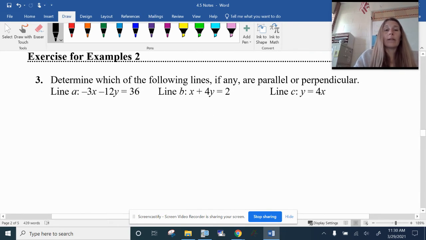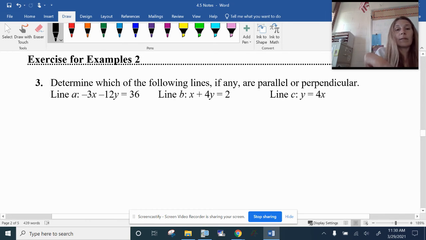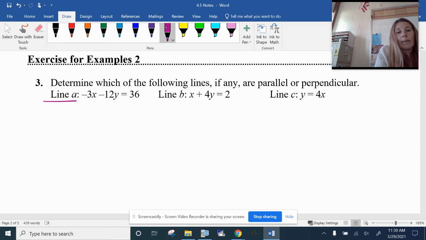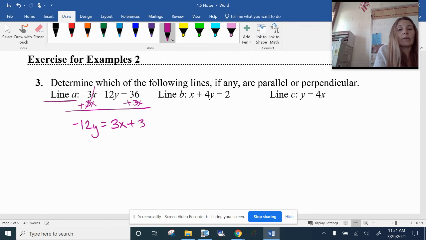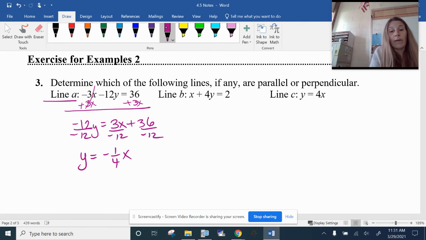So now if we look at the next example, same idea. All right, so line A, I'm going to get my y by itself. So we're going to add 3x. So I have negative 12y equals 3x plus 36. And I'm going to divide everything by negative 12. y equals negative 1/4 x when I simplify that, minus 3. So my slope here is negative 1/4.